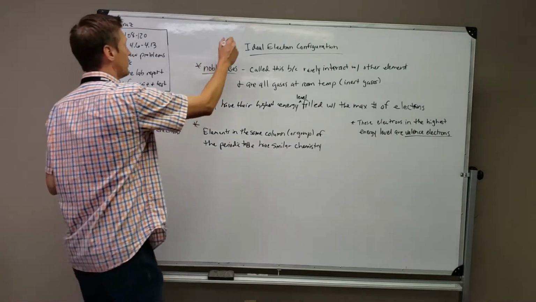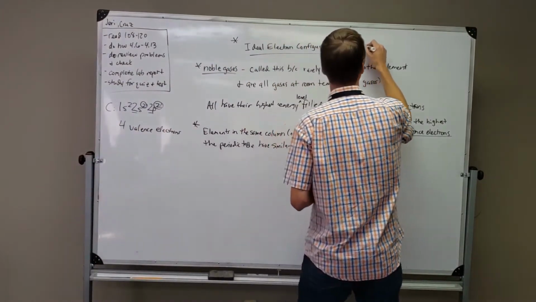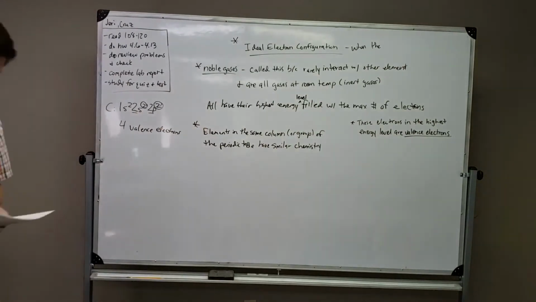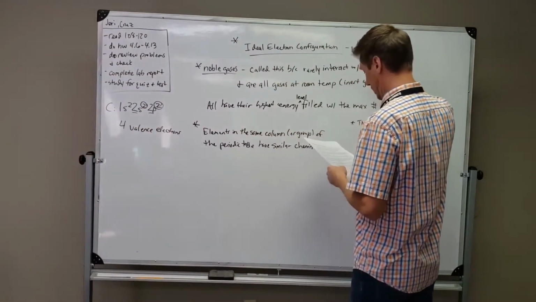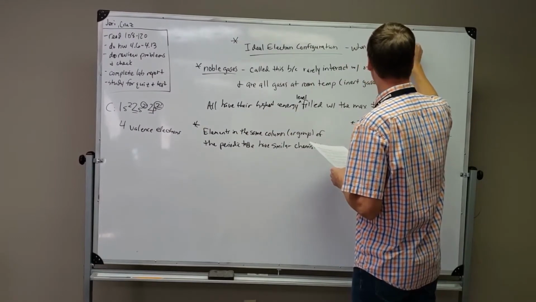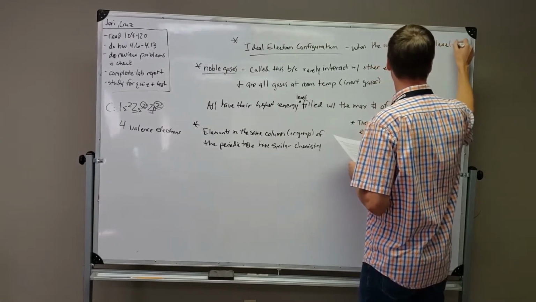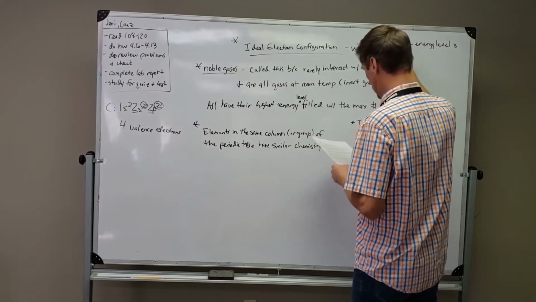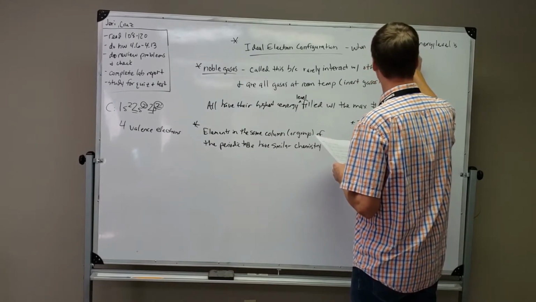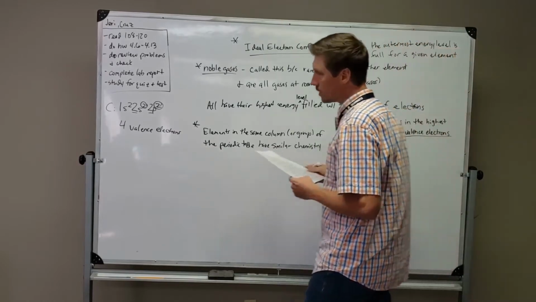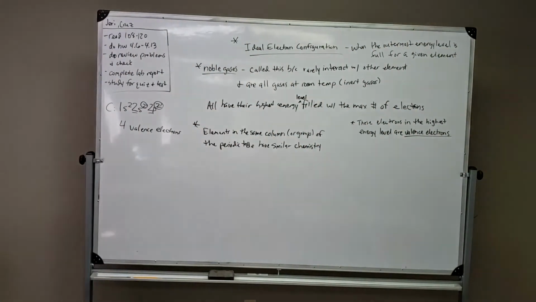The ideal electron configuration is when the outermost energy level is full for a given element. When that outermost energy level is full, then that's what we refer to as the ideal electron configuration.